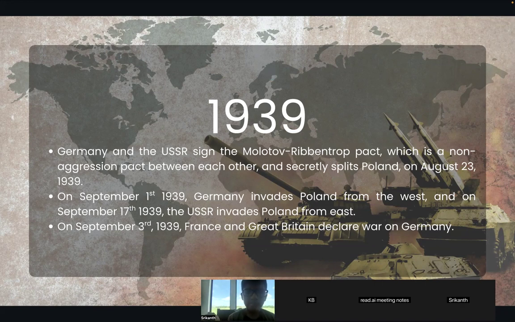Now, Germany commences the pact on September 1st, 1939, from the west, sending almost all of their troops in a war tactic called Blitzkrieg. And on September 17th, the USSR invades Poland from the east. Now, on September 3rd, France and Great Britain finally declare war on Germany.